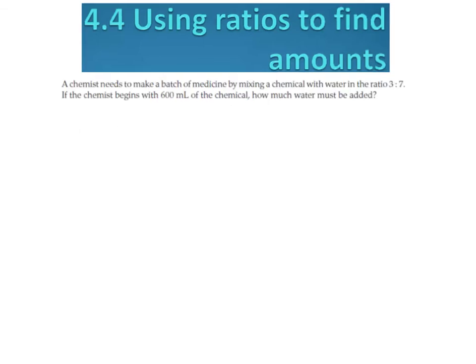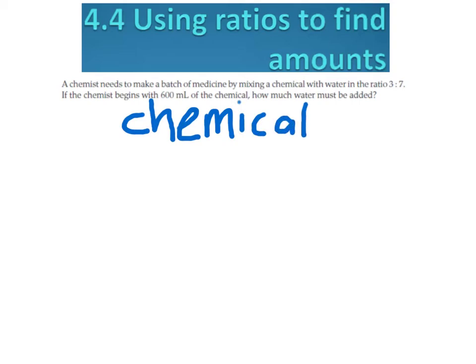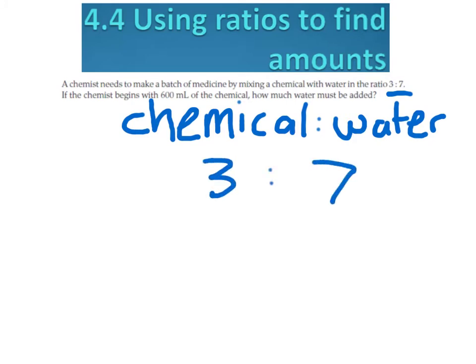Okay, so for this question here, we have a chemist needs to make a batch of medicine by mixing a chemical with water in the ratio of 3 to 7. If the chemist begins with 600 ml of the chemical, how much water is added? So for this one, it wouldn't hurt to write out in words again the key bits of information. So my ratio is looking at chemical to water, because that's what we're mixing together. And this ratio here actually tells us that I have 3 parts chemical to 7 parts water. And it says that I start with 600 mils of the chemical. So I'm going to put that down in this side here.